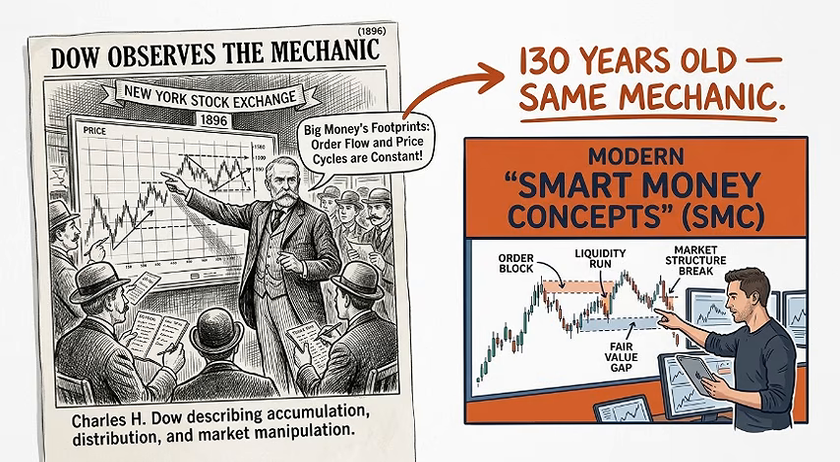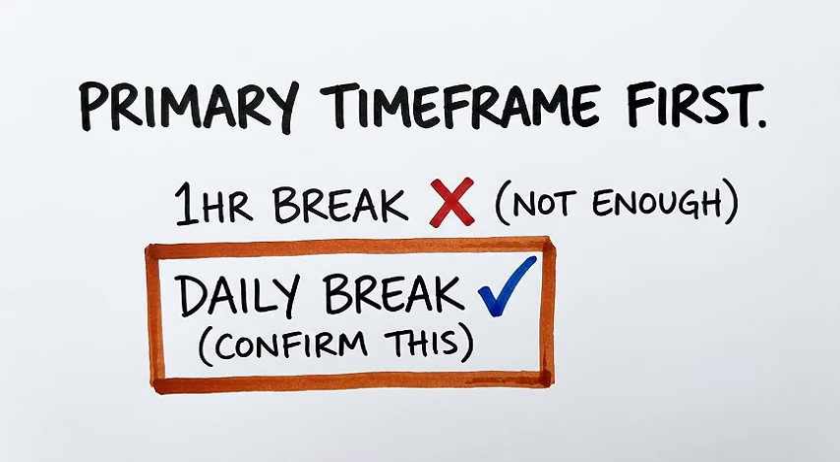And one critical filter before acting on any structure break. Which time frame did this break occur on? If a swing low broke on the 1-hour chart but the daily swing lows are still completely intact, the primary trend has not changed. You are looking at a minor structure break, which is noise. Not a primary structure break, which is signal. Always confirm that the break happened on the primary time frame before changing your directional bias.